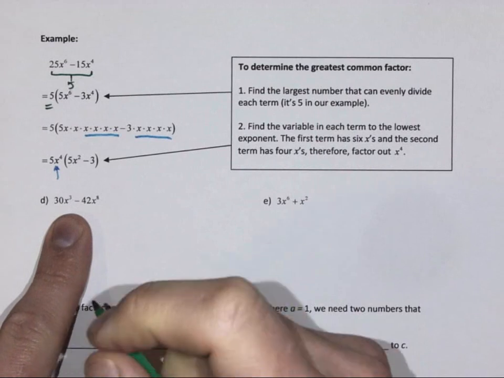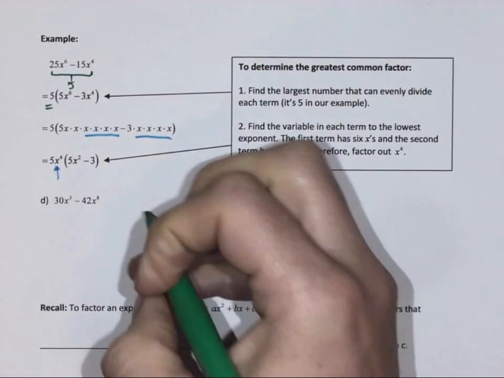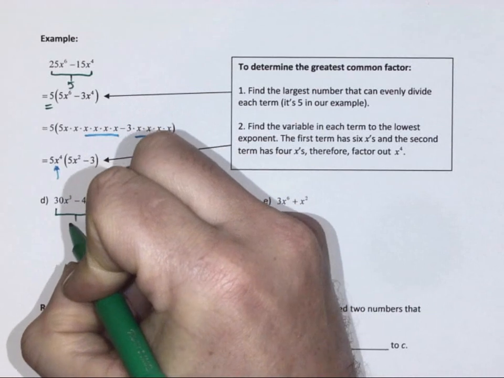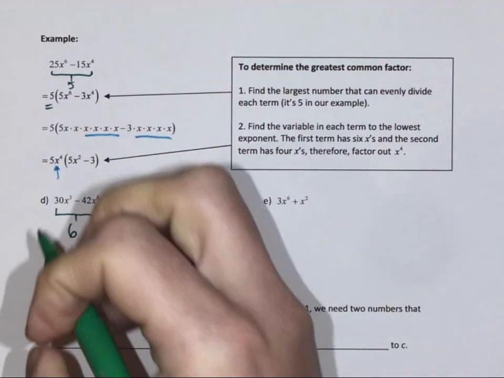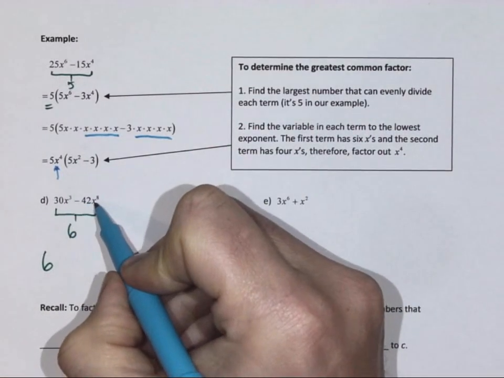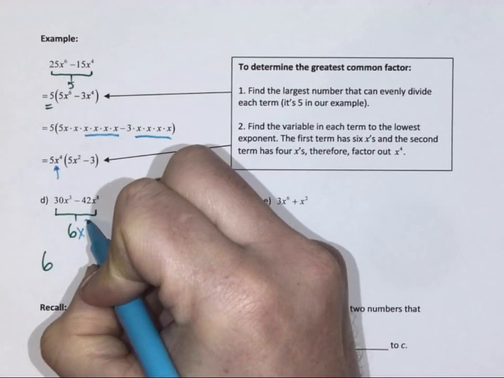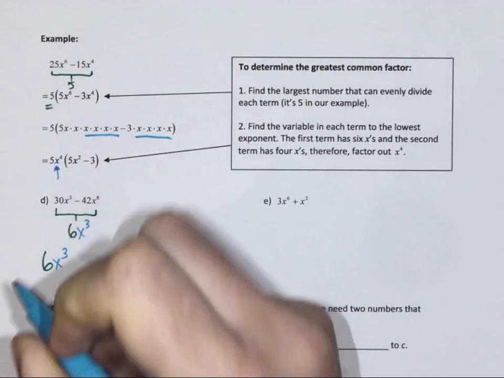So we can do number as well as variables. So if I look at 30, x exponent 3 minus 42, x exponent 8, those are both multiples of 6. So I can take out 6. That 6 goes in front. And then if I look and say, ooh, x exponent 3, x exponent 8, they each have at least 3. So I'm going to take out x to the exponent 3.